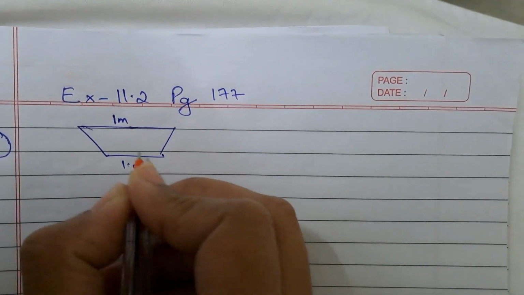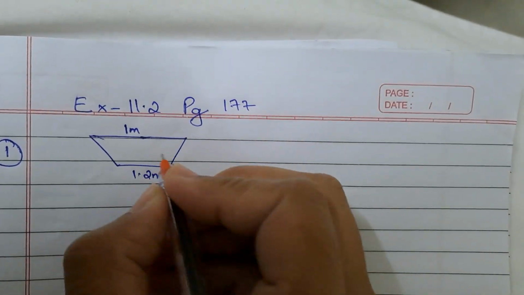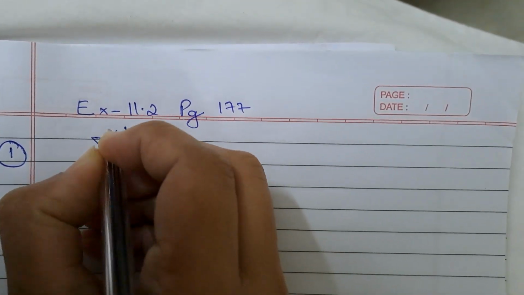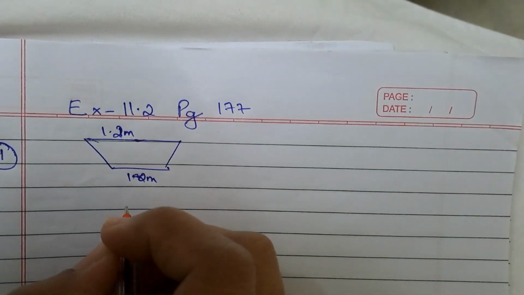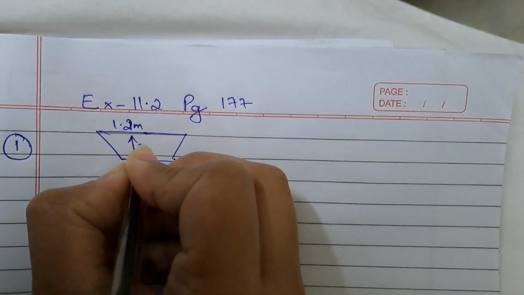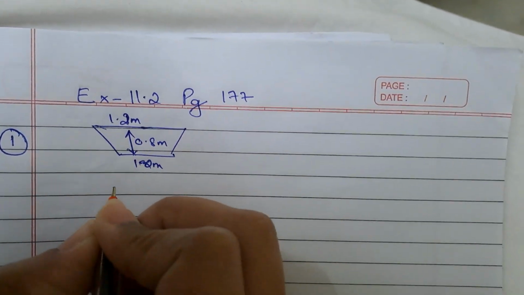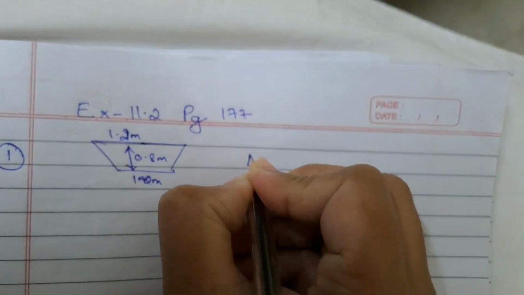It does not matter where I'm writing the dimensions because this is a not-to-scale figure. It should actually have been 1.2 here and 1 here. And the perpendicular distance between them is 0.8 meters. That's what has been asked here: to find the area.